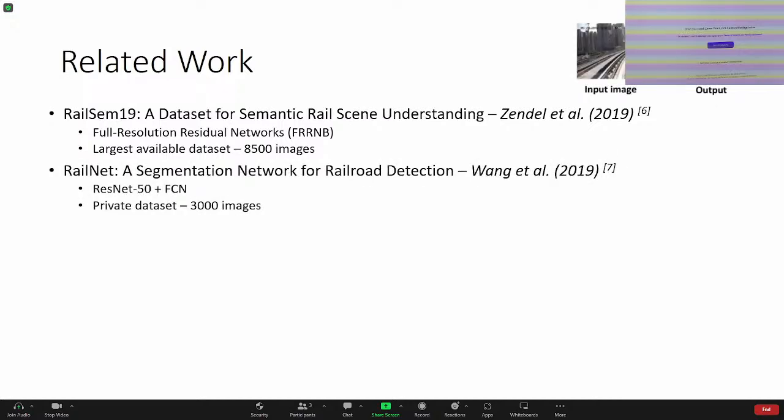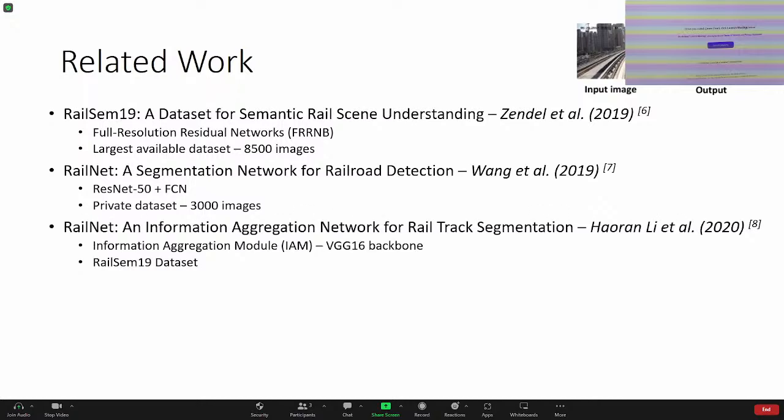Next, 3 different approaches sharing the same name, RailNet, will be shortly described. In the first one, ResNet 50 is used in order to extract features, and the feature map is rescaled back to the original image size end to end using a fully connected network. The second RailNet's novelty comes from the use of the information recognition module, which is able to exploit both vertical and horizontal features at the same time.